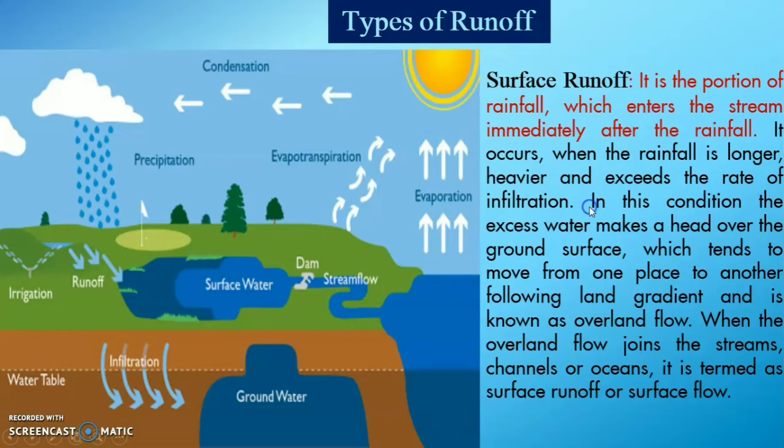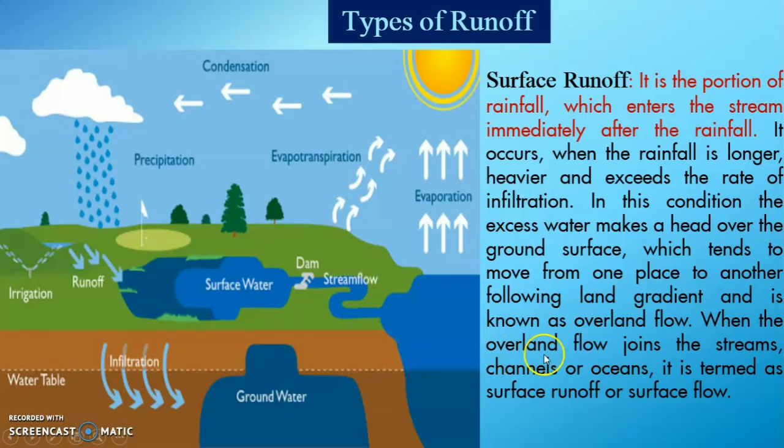Is it clear? Children, in this condition, what happens is that the excess water makes a head over the ground surface, and this tends to move from one place to another place following the land gradient. Now, what do we mean by land gradient? Land gradient means the slope of the land or the inclination of the land, and this is known as overland flow. Children, in simple terms, we can say that the runoff water that occurs on the surface before reaching a channel is called as overland flow.